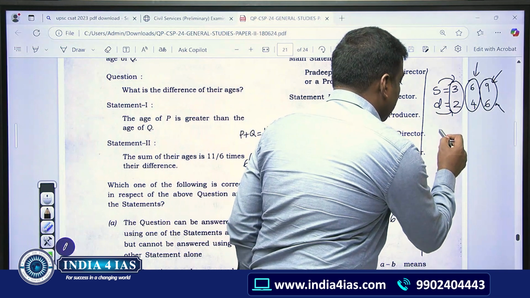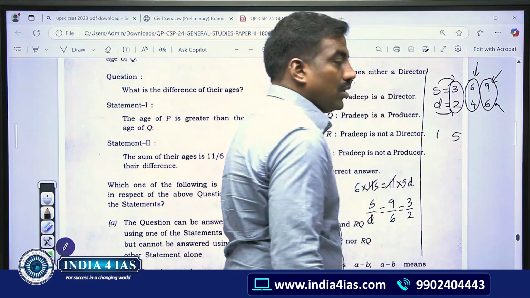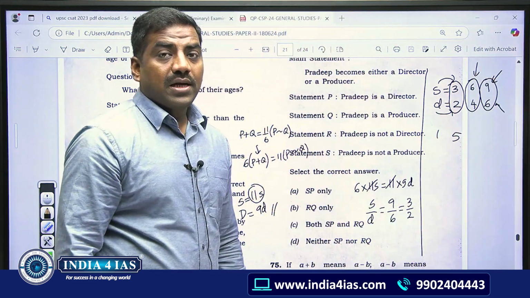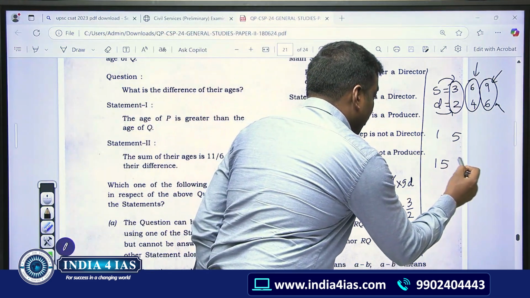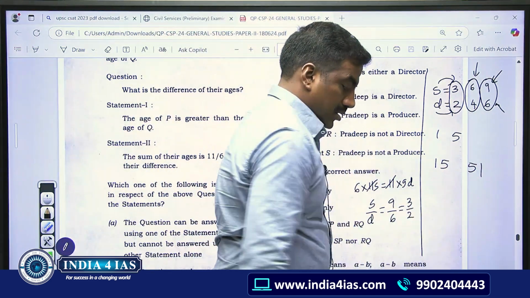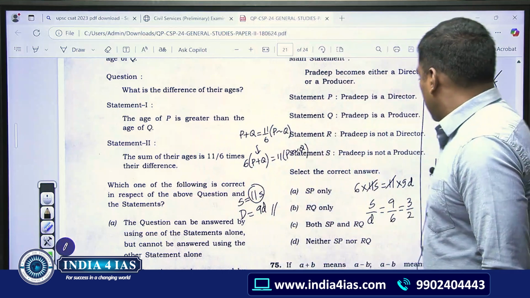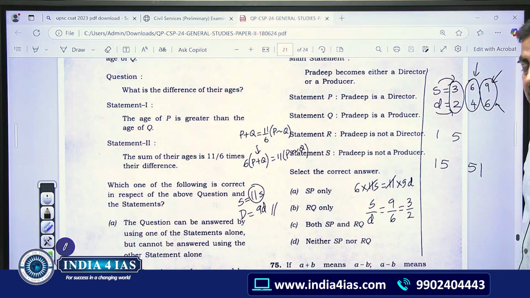What are those numbers? 1 and 5. So here, one person's age is 15 and the other person's age is 51.